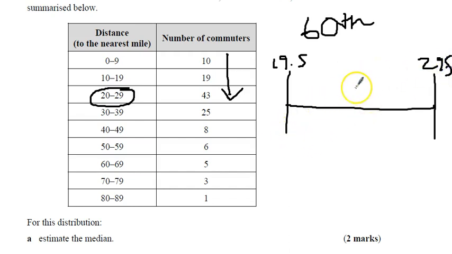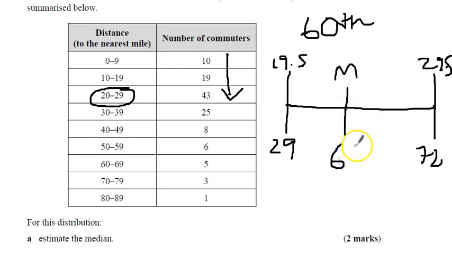And somewhere in here is the value of the median. And on the bottom, up until this point, we've got 29 people. And then when you add 43 to that, we're going to get 72. And we know that where this median person is, is where we get the 60th person. So obviously I've drawn it in the wrong place, it's far closer to here, but it doesn't matter.